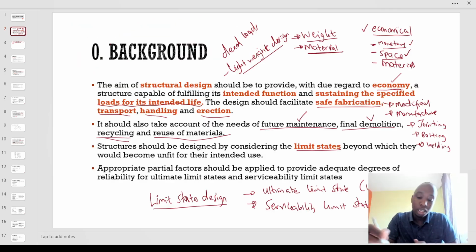So we are saying structures should be designed by considering the limit state beyond which they would become unfit for intended use.